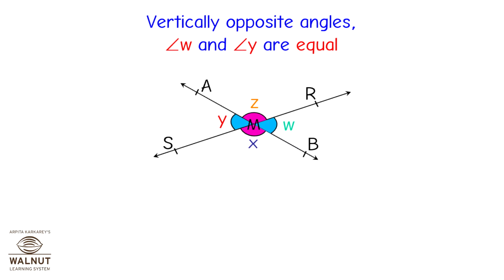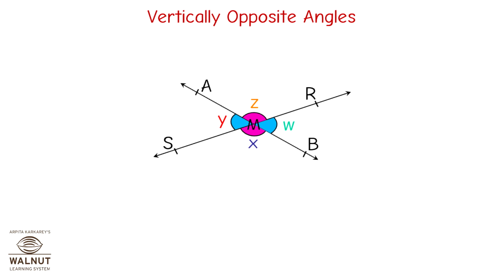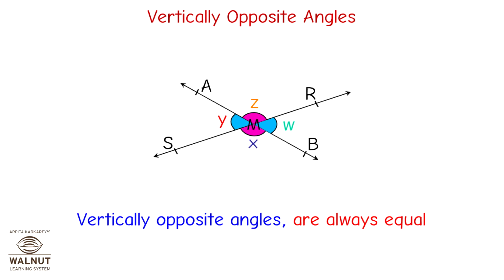Vertically opposite angles, angle W and angle Y, are equal. In the same way, vertically opposite angles, angle Z and angle X, are equal. Vertically opposite angles are always equal.